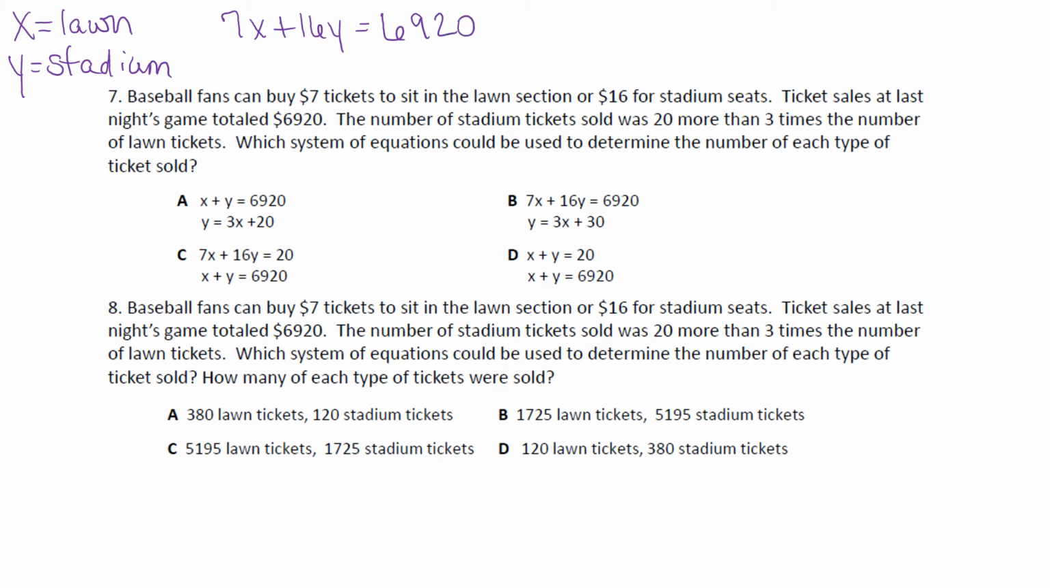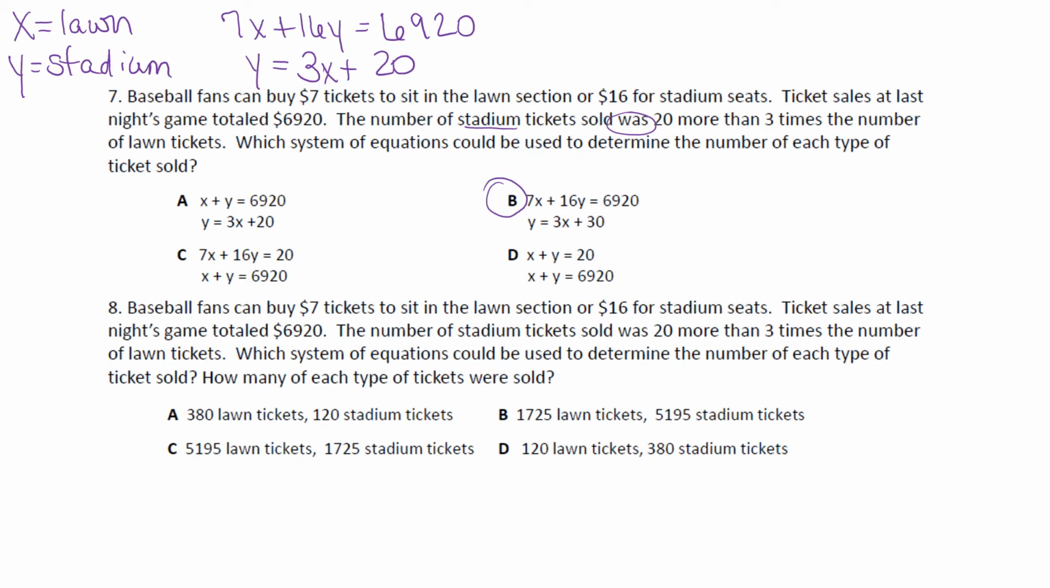So the next statement says that the number of stadium tickets sold was 20 more than 3 times the number of lawn tickets. So the stadium tickets would be Y equals 3 times, which is multiplication, so 3X plus 20. Okay, let's see if we can find our answer. Again, the answer may be in a different order than what you have come up with. So our answer here is going to be B.